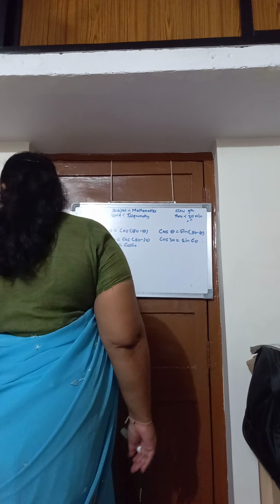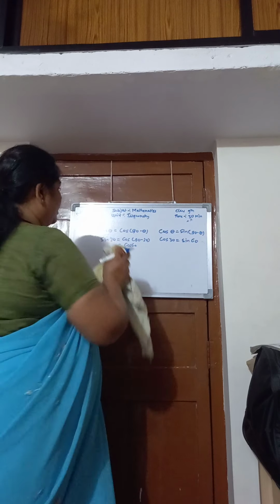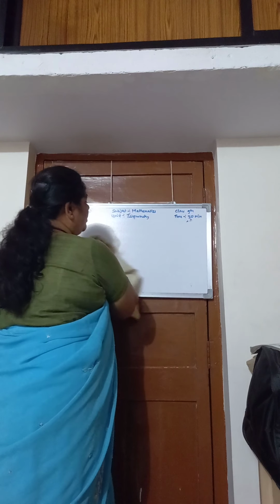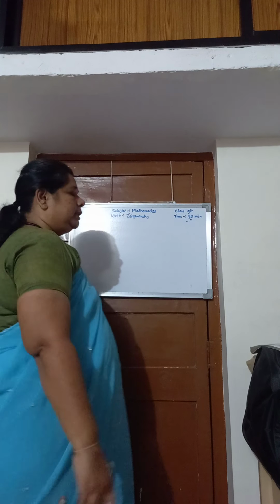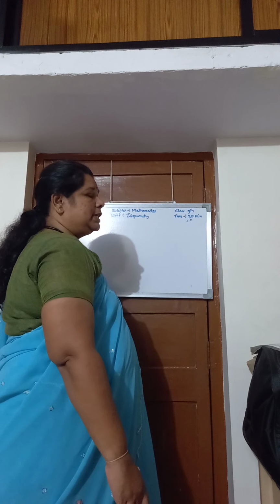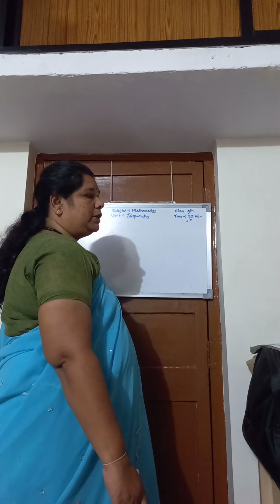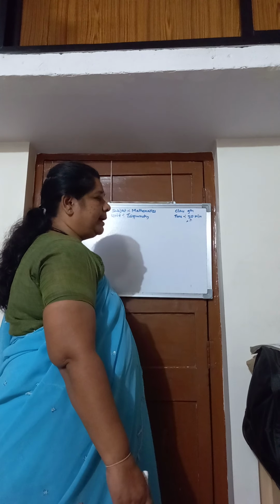Now we will see. Who will tell me the value of sin 30? Good, 1 by 2. Then tell me the value of cos 60. Cos 60 is equal to sin 30, which is also 1 by 2.